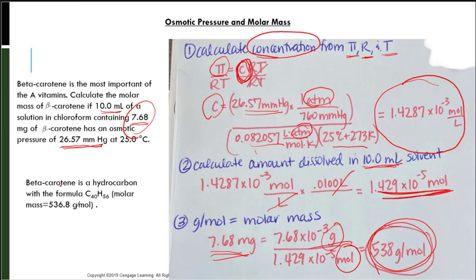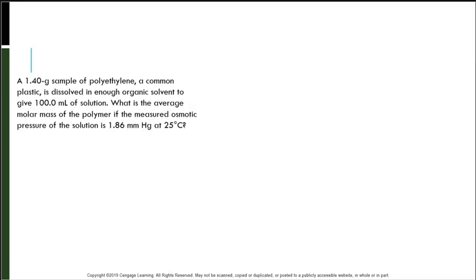And if you actually looked it up, beta-carotene is a hydrocarbon with the formula of C40H56, and its molar mass is 536.8. So again, very close. Let's do one more practice problem using osmotic pressure.